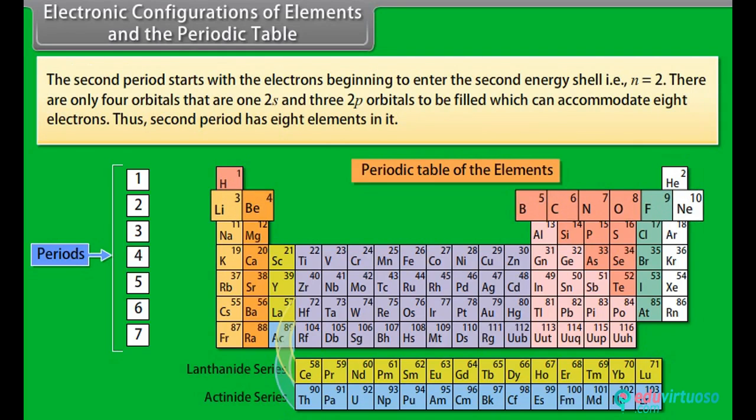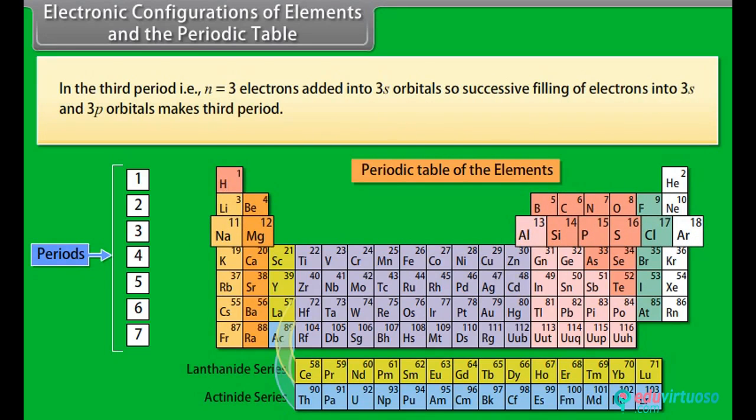The second period starts with the electrons beginning to enter the second energy shell, that is, n is equal to 2. There are only 4 orbitals, that are one 2s and three 2p orbitals, to be filled, which can accommodate 8 electrons. Thus, the second period has 8 elements in it. In the third period, that is, n is equal to 3, electrons are added into 3s orbitals. So, successive filling of electrons into 3s and 3p orbitals makes the third period.